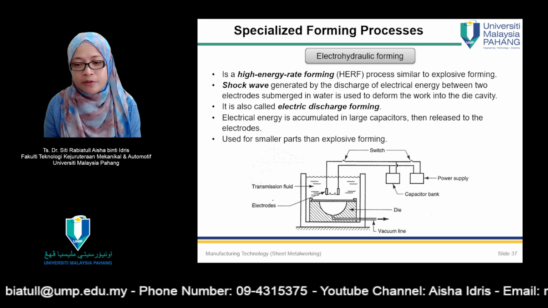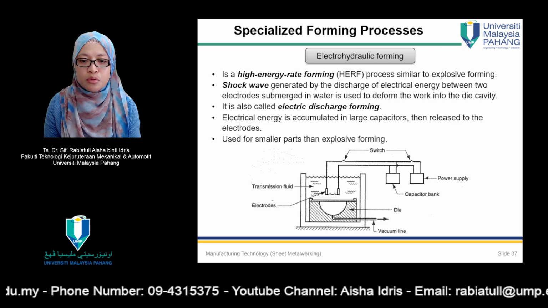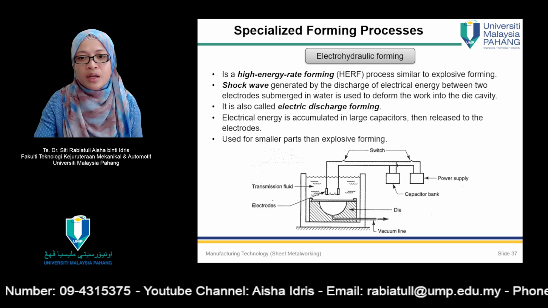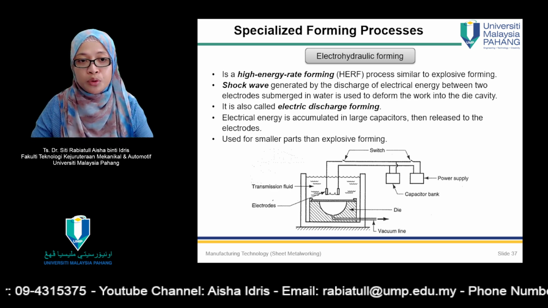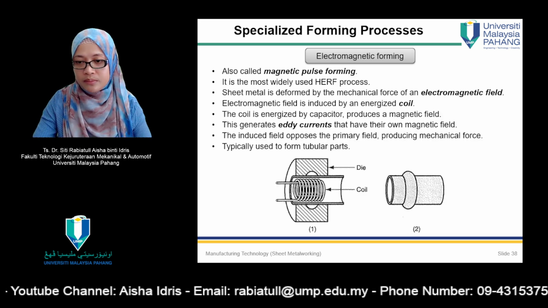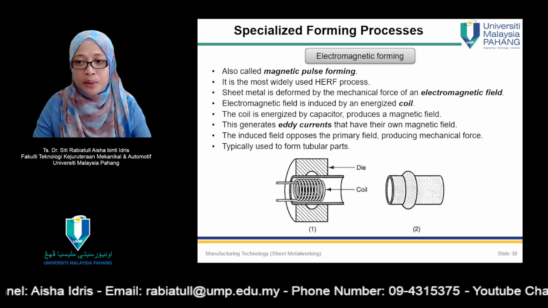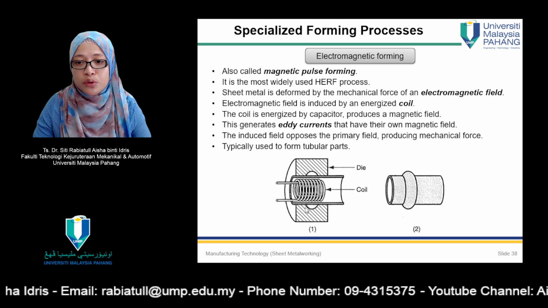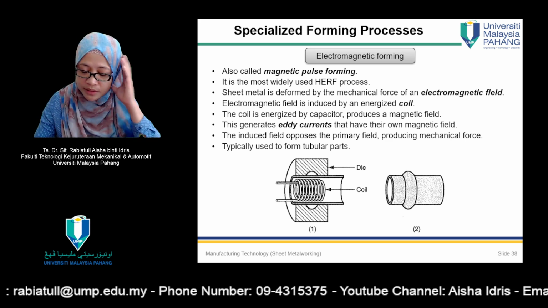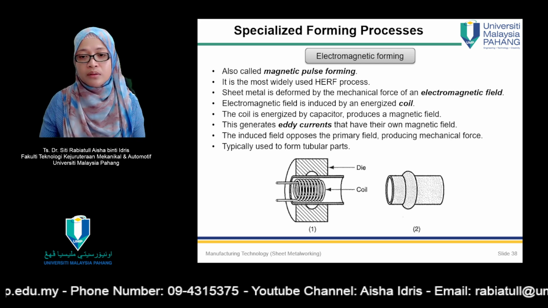However, these two types of processes are quite expensive as compared to processes like bending, drawing, and cutting, because they use high energy to form the sheet metal or stock. Other than that, there's another process called electromagnetic forming. Well, this one uses electromagnetic current to deform the metal.